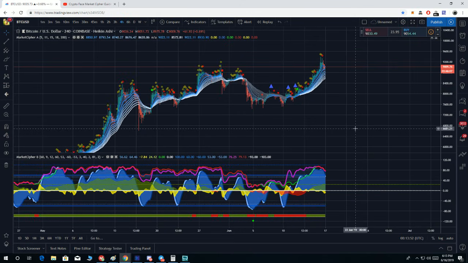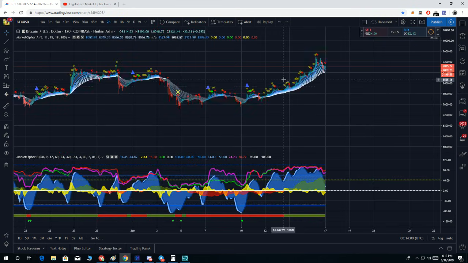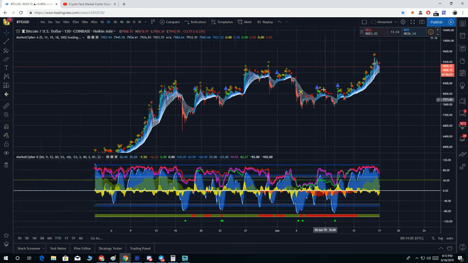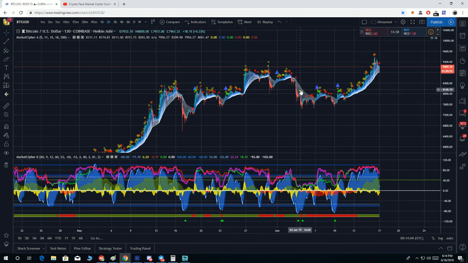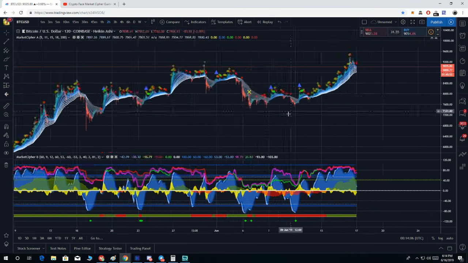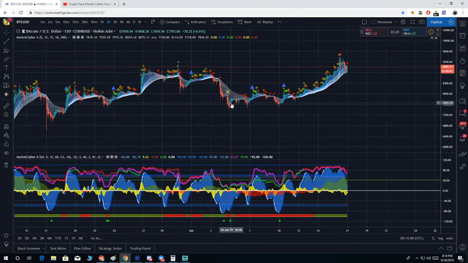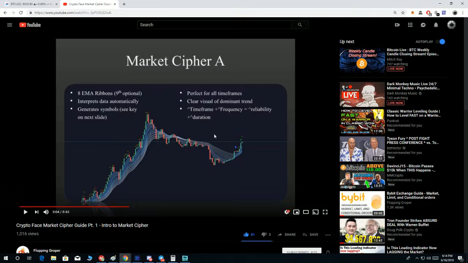Go to the 4 hour. Clusters, right? Have a little bit of turbulence. Green dot at the bottom on Market Cipher A. Let's go into the 2 hour. Clusters, green dots. Look, we have a yellow X right here. This is a warning. Price dumped down a little bit. We're going to get into Cipher B here. Let's continue with this video.